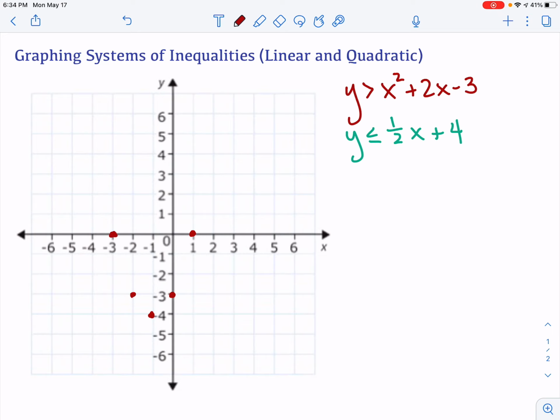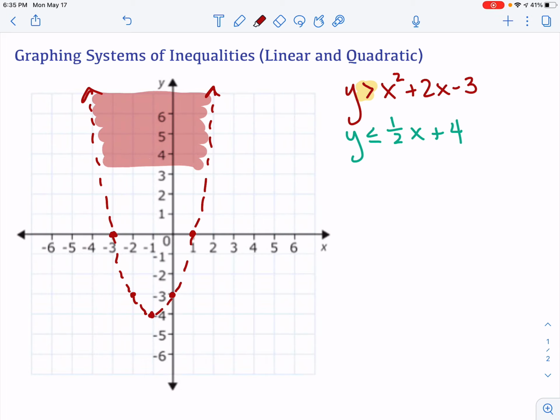Now I notice that my inequality symbol here is greater than, but there's no equal to with it. So that tells me that I'm going to have a dashed line. I'm just going to do my best to dash a line here, and it doesn't have to be perfect. I'm just going to get my parabola drawn here. And so then my inequality symbol is greater than. So because it's greater than, I have to shade above that. So I'm going to shade this area right here, which would be above that line.